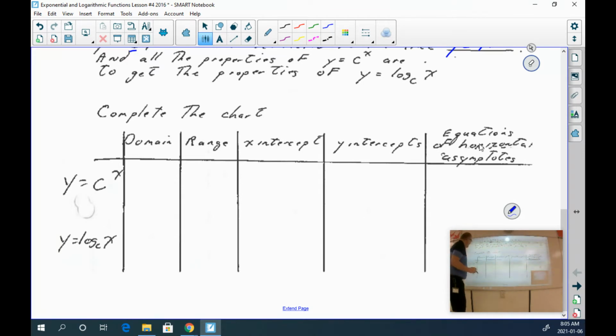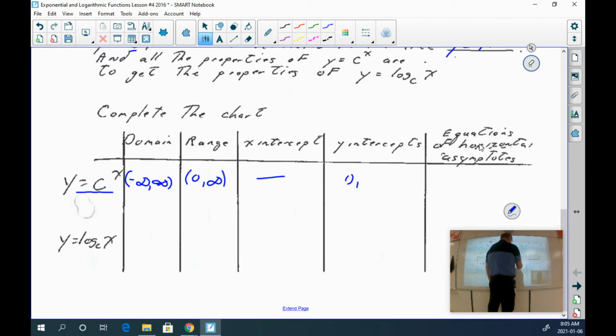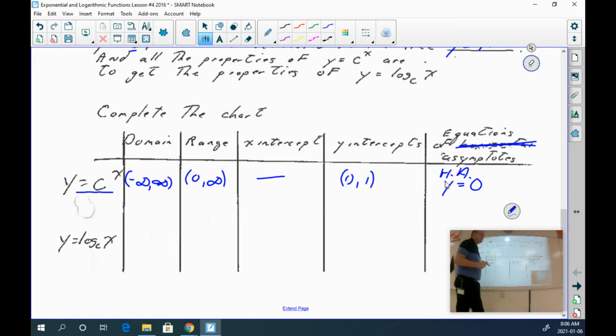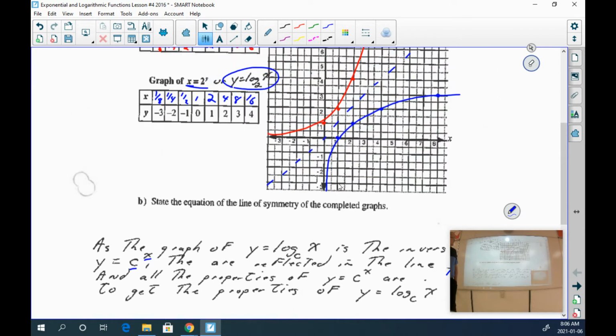Now the domain and range of our exponential function, we talked about that in the last couple of days. The domain is negative infinity to infinity. The range is 0 to infinity, exclusive. There is no x-intercept. The y-intercept is (0, 1). And we have a horizontal asymptote at y is equal to 0. Again, we talked about that in the days leading up to this.